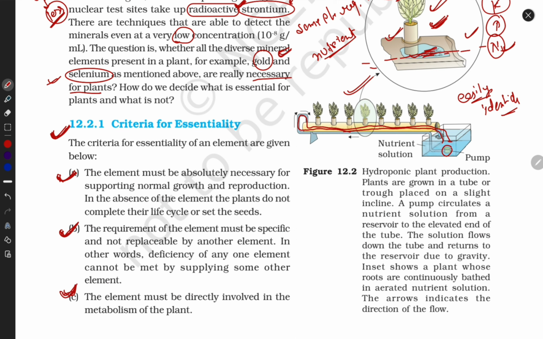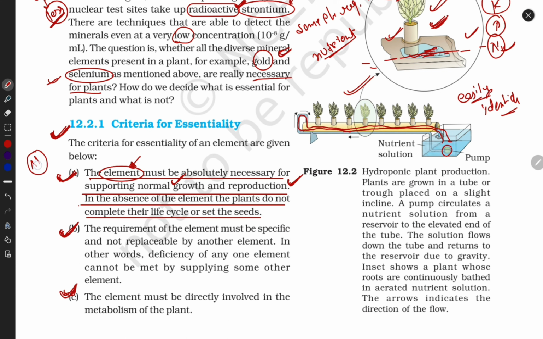The first condition is that the element must be absolutely necessary for supporting normal growth and reproduction. It is useful for normal growth and reproduction. It helps make reproductive organs and provides normal growth to the plant. If that kind of mineral is absent, the plant does not complete its life cycle or set seeds. Nitrogen is useful for normal growth. If we don't provide it, the plant will be very badly affected. So nitrogen is included as an element.